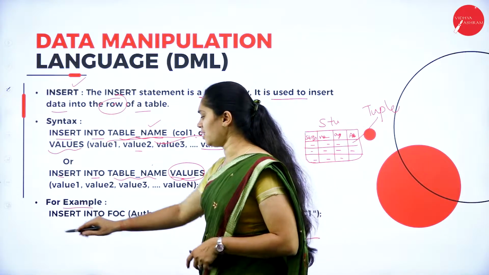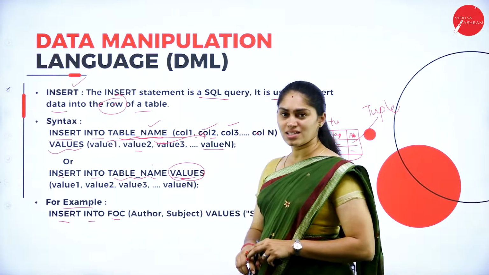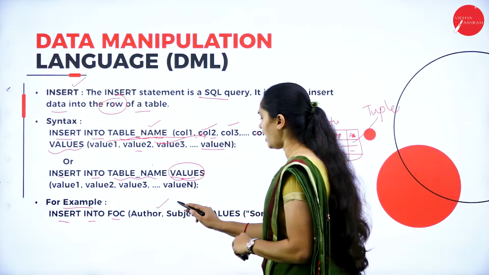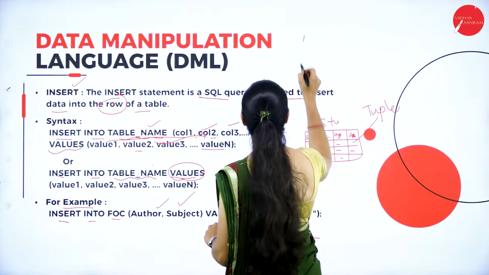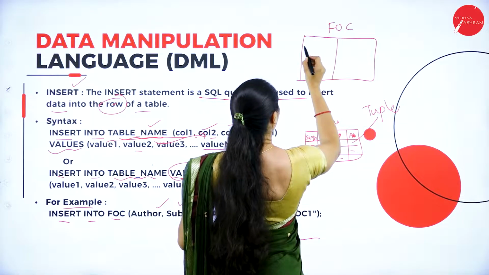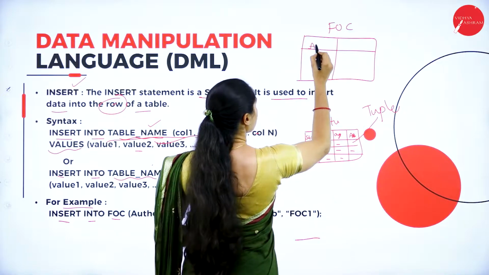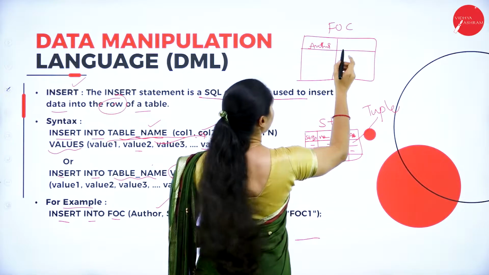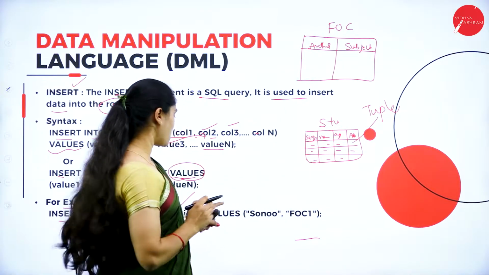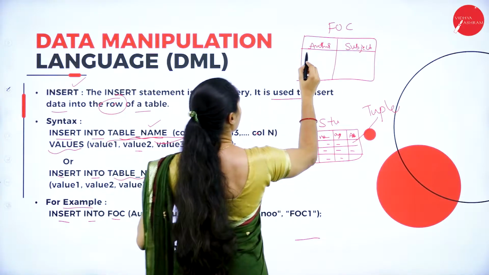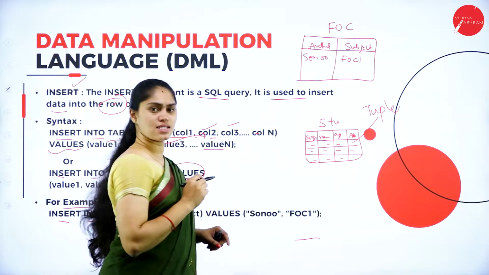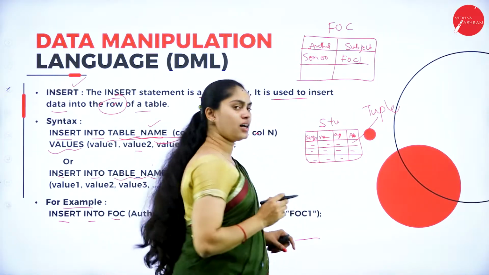You can see the example here. Insert into FOC. What is the table name here? FOC. And here we have two columns. One is author and another one is subject. You just imagine I am creating a table called FOC. Table name is FOC. Already we have two columns in that: one is author and another one is subject. For these two columns, we have to insert two values. Which are those? SONU and FOC1. Okay. This is how we are going to insert a value into the table called FOC.